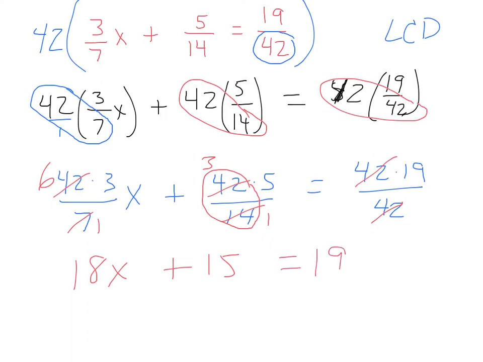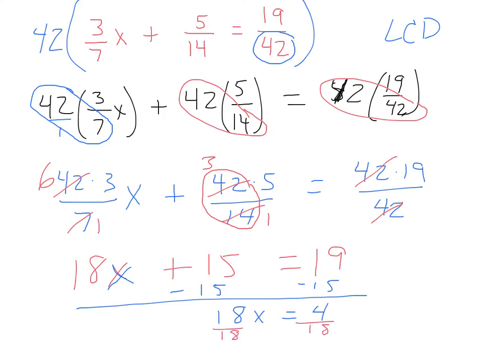Now you tell yourself the story about x. It's being multiplied by 18, and you have a positive 15. Let's do the opposite, negative 15 on both sides. So you can see 18x is equal to 4. And the very last step to get x by itself is divide 18 on each side. So x is worth 4/18. Oh, you can divide each of those by 2. How about 2/9?